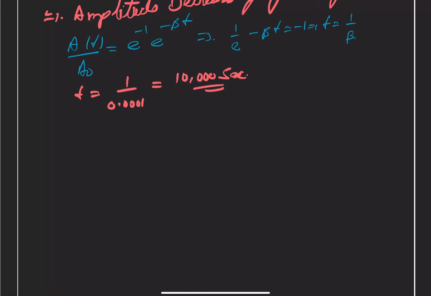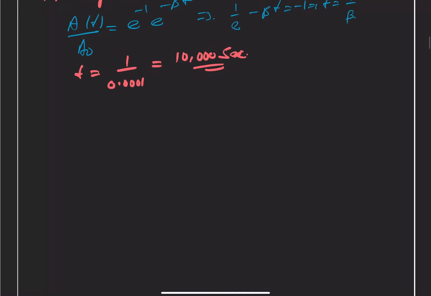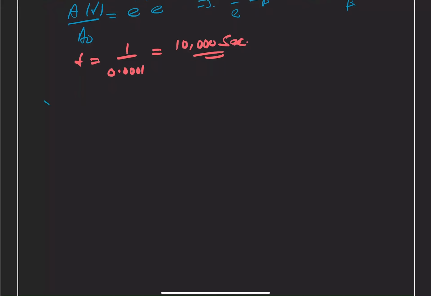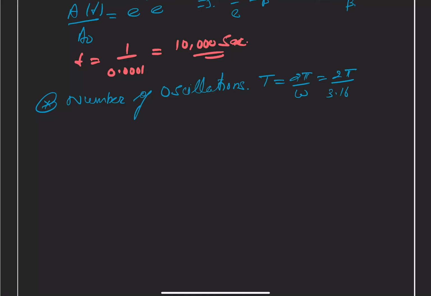And we are supposed to find out the value of n. So for that, we can find out our number of oscillations. So we can say the time period, capital T, will be equal to 2 pi upon omega, and this is equal to 2 pi upon omega, which is our 3.162, and this can be written approximately as 1.986 seconds.